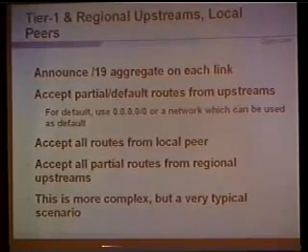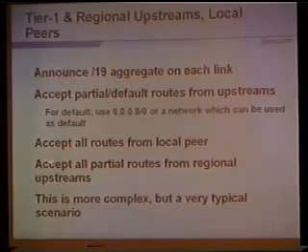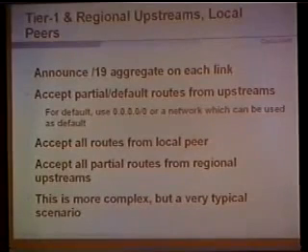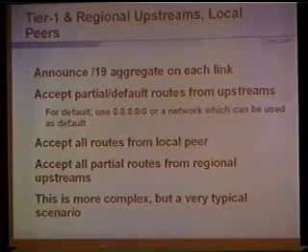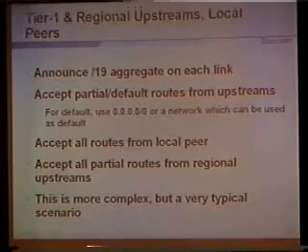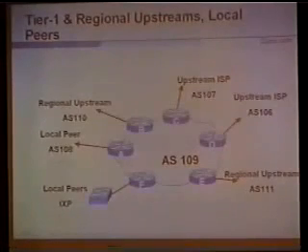The way we're going to do it is accept all routes from the local peer, because when they're just local, in country or across the border, there are only a few prefixes. Accept partial routes from the regional upstreams. The regional ones are going to be in your locality, so you can accept prefixes from them and quite possibly their immediate neighbors. And then for the tier 1 upstreams, you just need to get a default from them. You don't need the full routing table really.